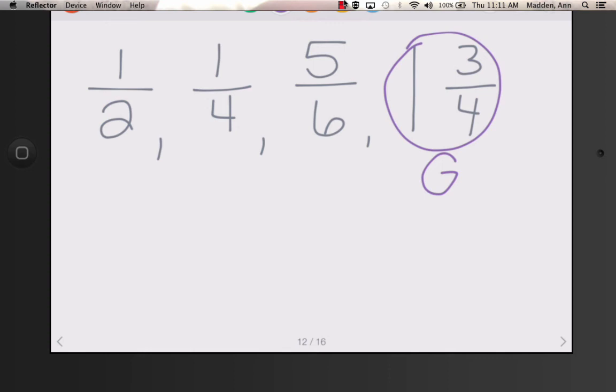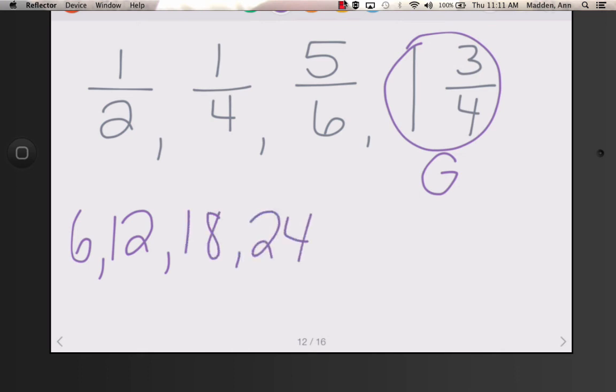Let's count up by 6s because that's my greatest one. 6, 12, 18, 24. Okay, let's look. If I count up by 2s, I'm going to hit 6. But if I count up by 4s, I won't. If I count up by 2s, I'll hit 12. Hey, if I count up by 4s, will I hit 12? I will. So my common denominator is going to be 12s.